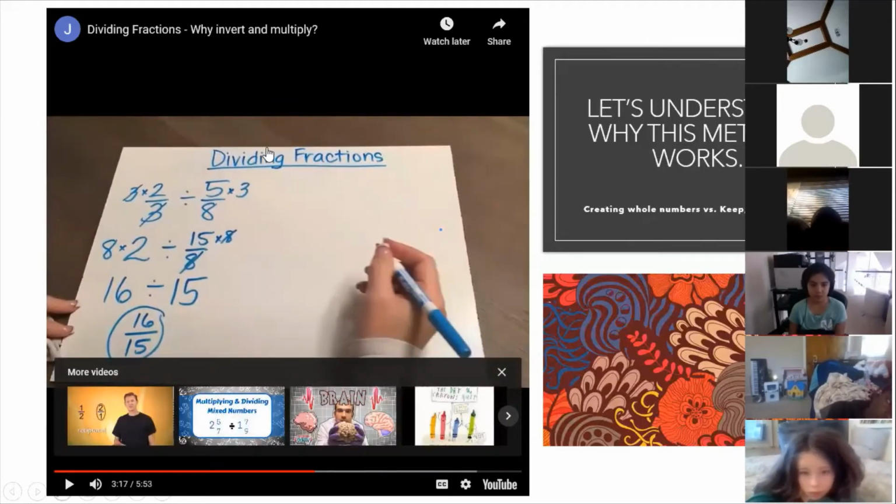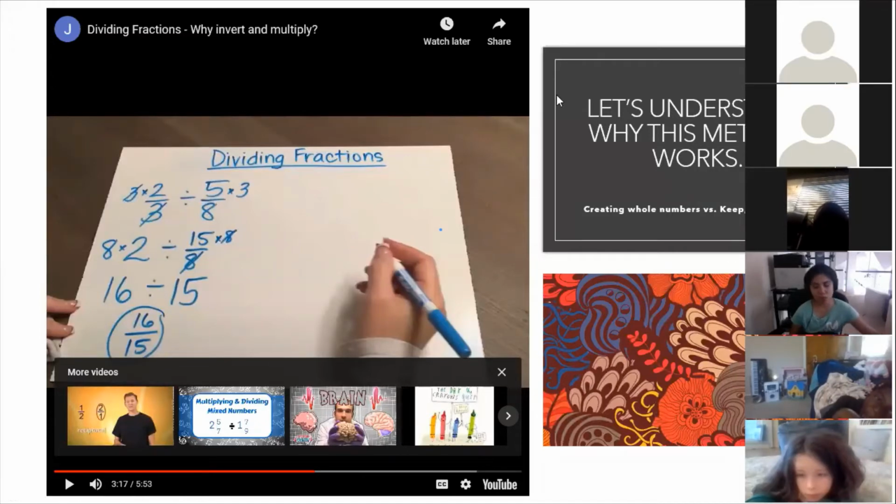Okay, so what she did was she got rid of the denominators and she made these both whole numbers and then divided them. Remember, our division symbol is actually a fraction bar, and those 2 dots stand for division, right? So she took that 16 and she put it on top of the 15. What type of fraction is this?